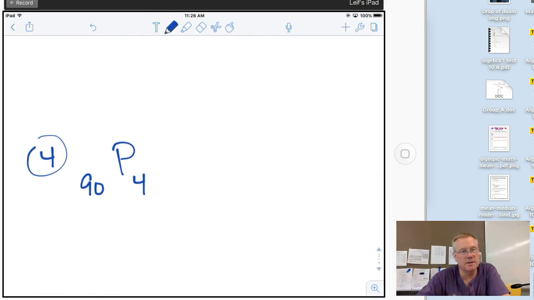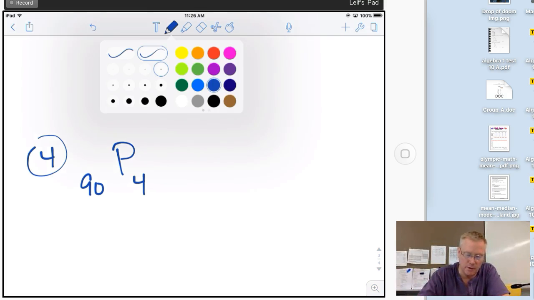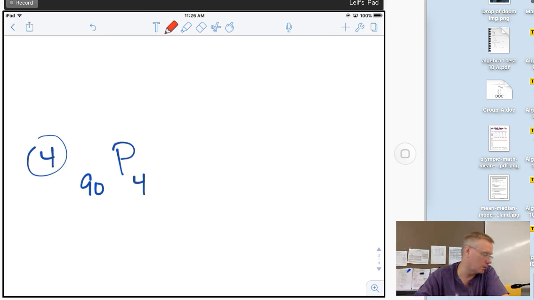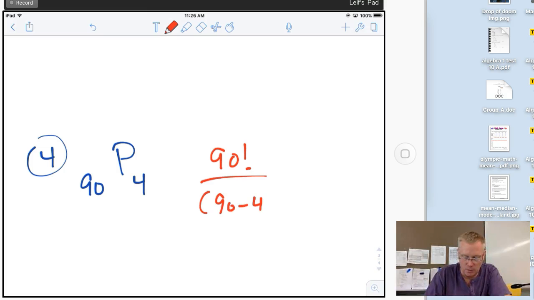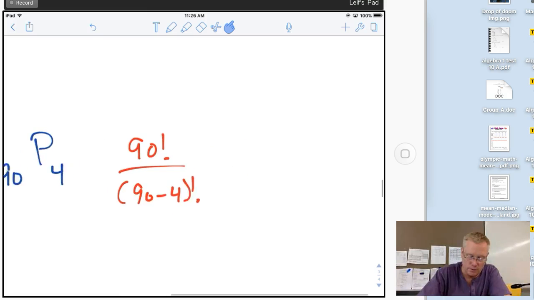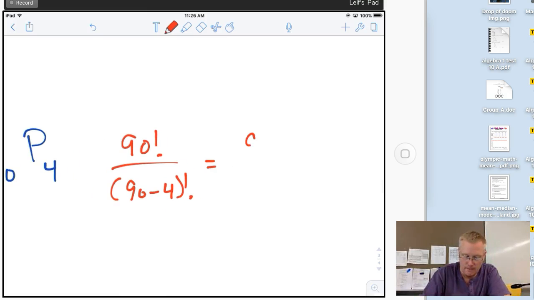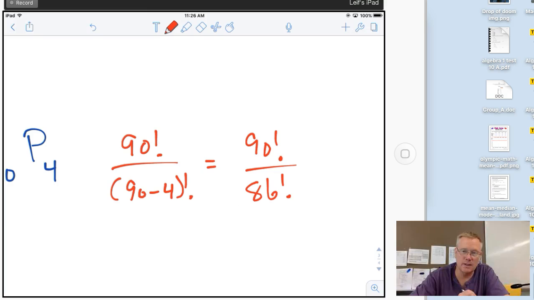Now I like doing one of these. I like seeing kids try to use their math skills as opposed to just punching things into calculators. So usually I can pick a number big enough to overload your calculator. I put these on quizzes and tests sometimes, so be wary. If I plug this into the formula, I get 90 factorial over 90 minus 4 factorial, which turns out to be 90 factorial over 86 factorial. If you do this out by hand, you're going 90 times 89 times 88 times 87, 86, 85, and there's a ton of numbers there.